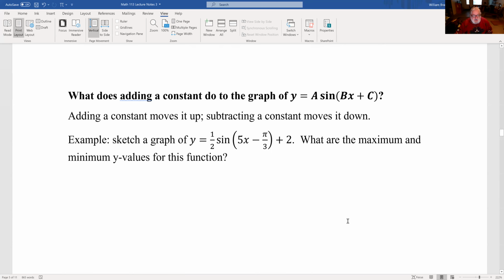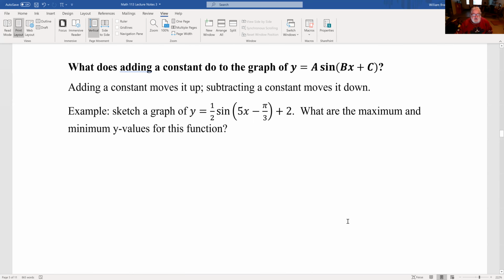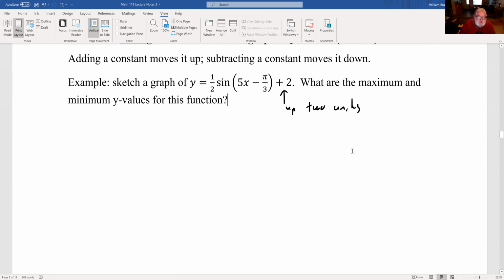So what does adding a constant do to the graph of y equals a sine bx plus c? Well, it moves it up and down, right? So if we add a 2, what's that going to do to my graph? That's going to move it up 2 units. So this is the graph. This is the function from the last graph. How do we find this graph?